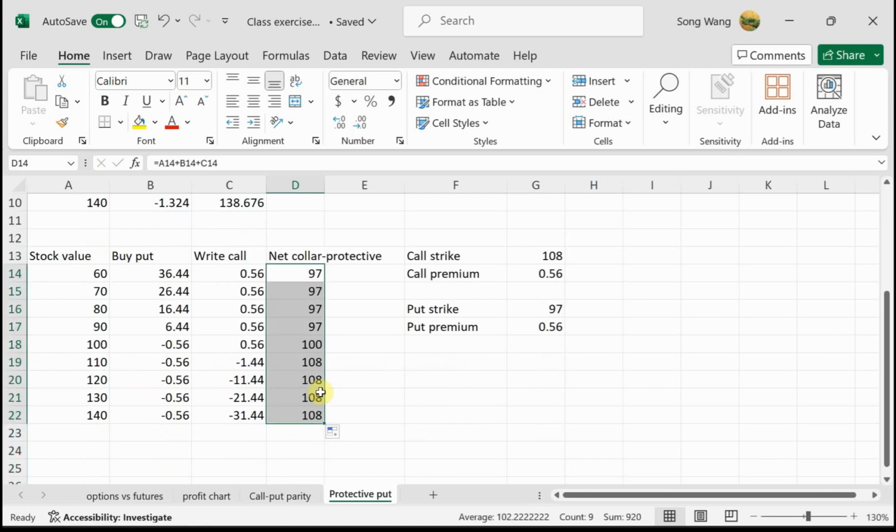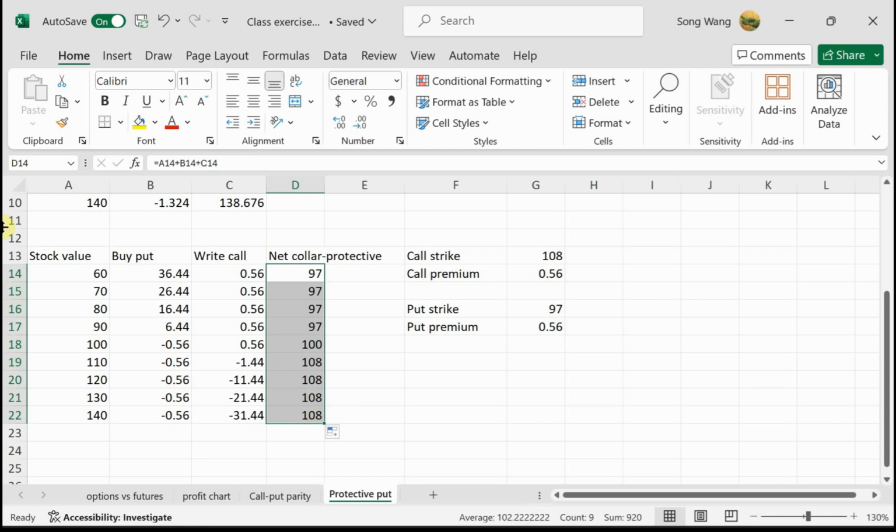And then drag it down. So this is showing you, no matter the price is going very low or the price is going very high, your profit for holding a net caller protected put is very stable, limited at a downward boundary of 97 and an upward boundary of 108.